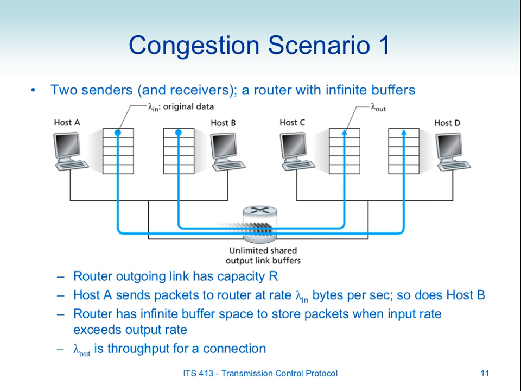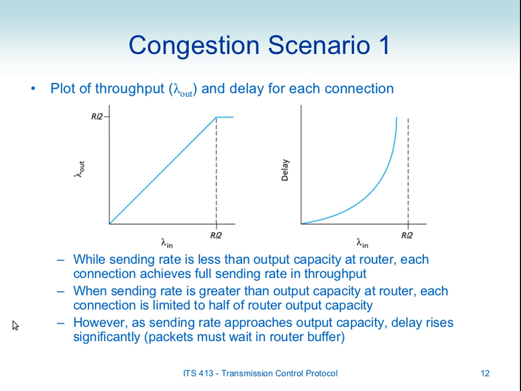Lambda out is the throughput of the connection. If we have that scenario, lambda out is the rate at which we receive data. Here is a simple plot of performance that characterizes what happens. The throughput corresponds to the input rate up to some level. That is, as we increase the input rate, the throughput, the output rate, will increase, up to a level where the capacity of the link is reached, R is reached. We cannot have a throughput of our application which is greater than the capacity of the link.